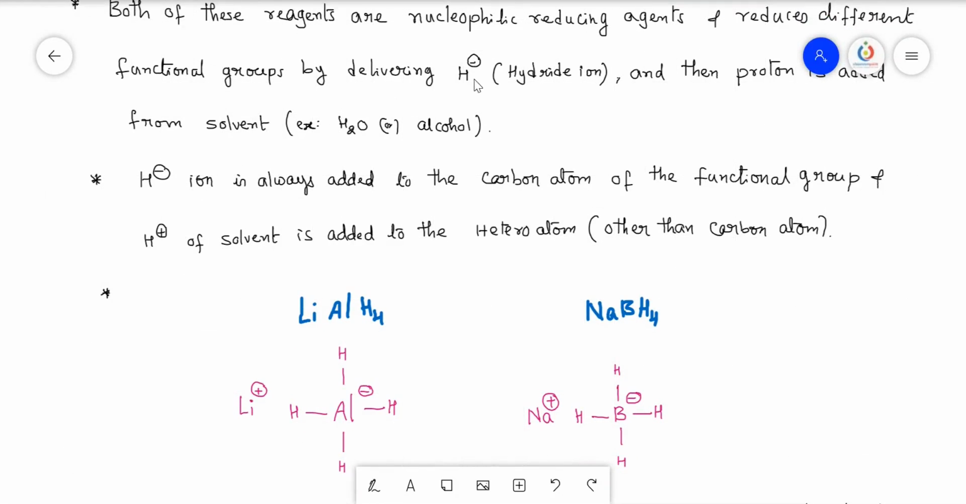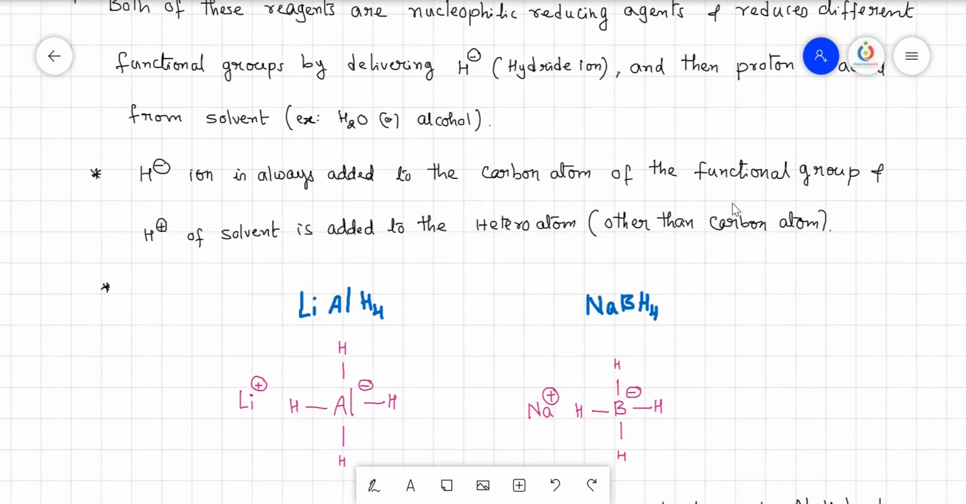Whenever these reagents are releasing the H⁻ ion, H⁻ ion always attacks the carbon from the backside, meaning it approaches the carbon from the backside. So the point here is H⁻ ion is always added to the carbon atom of the functional group, and H⁺ of the solvent is added to the heteroatom. Just now we discussed, that is, other than the carbon atom.